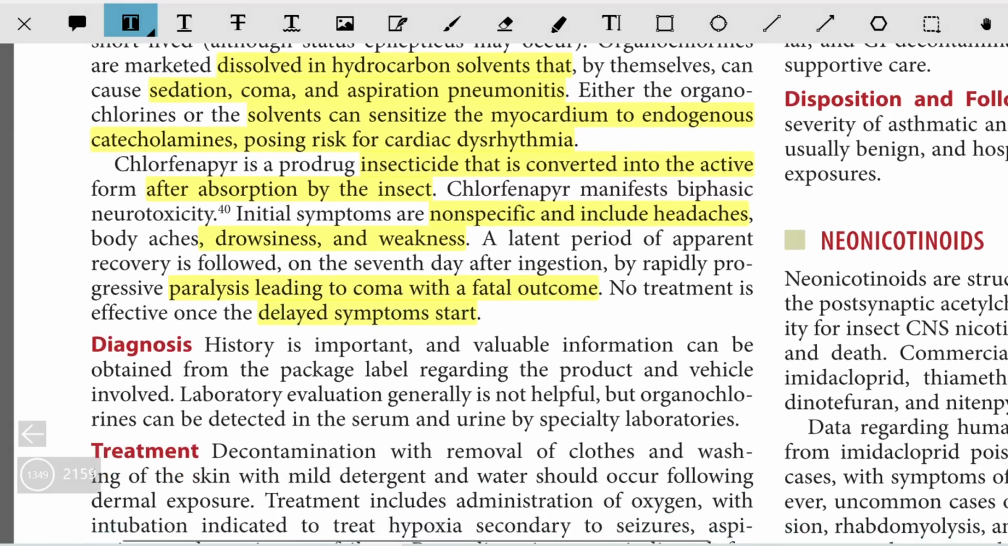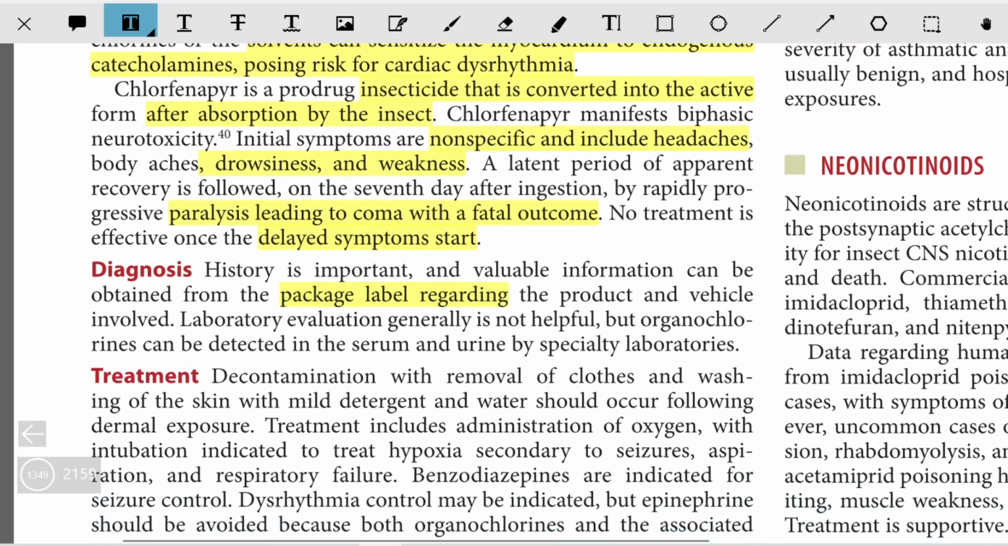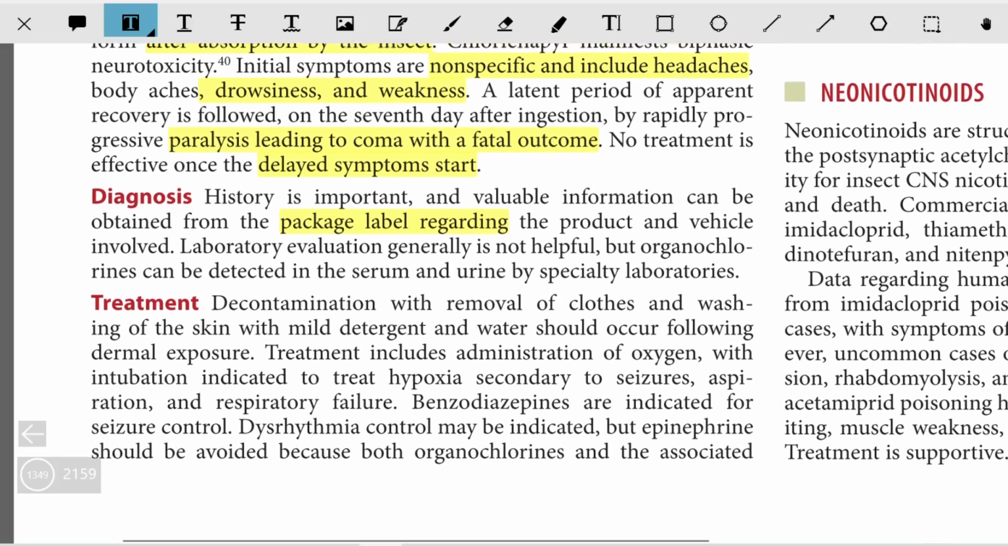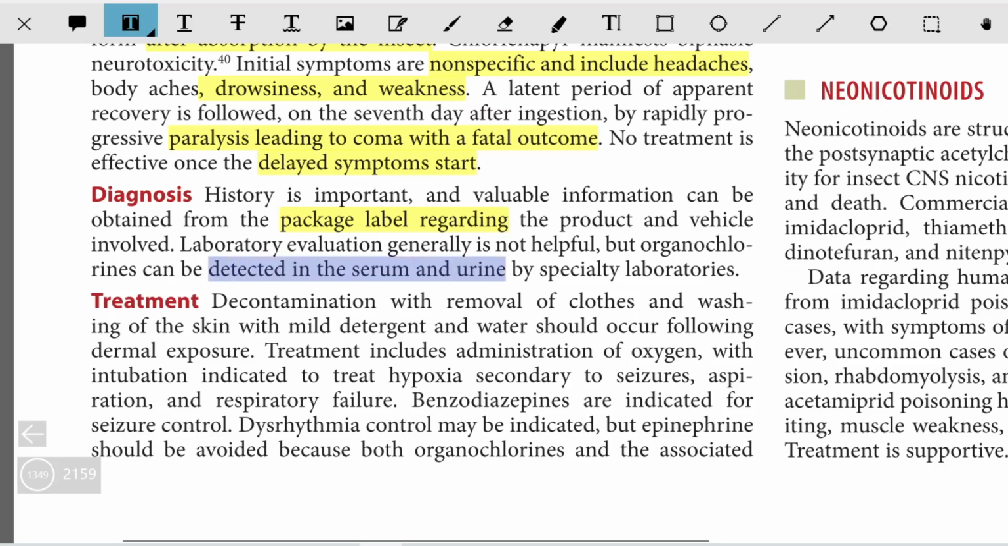Diagnosis is mainly based on history, and valuable information can be obtained from the package label regarding the product and vehicle involved. Laboratory investigations are not very helpful in case of organochlorine toxicity, and their levels can be detected in serum and urine by special lab investigations.